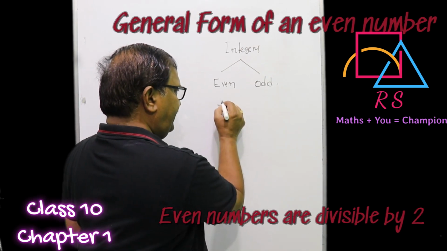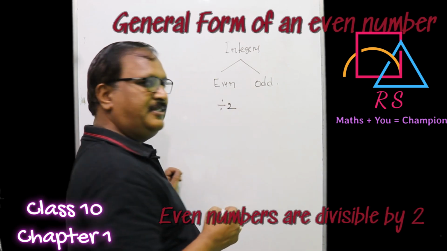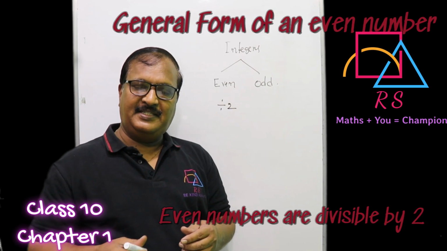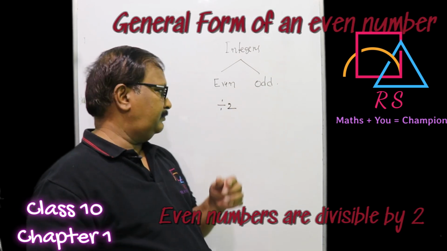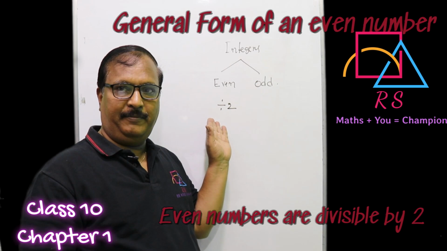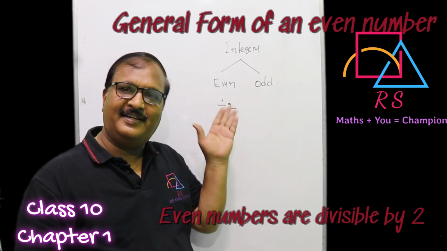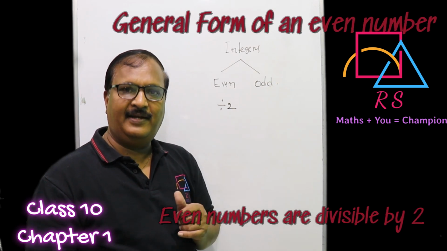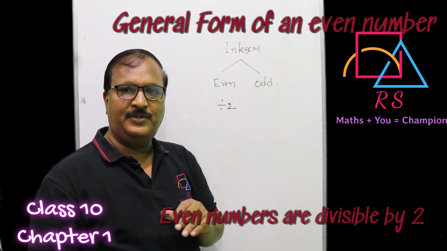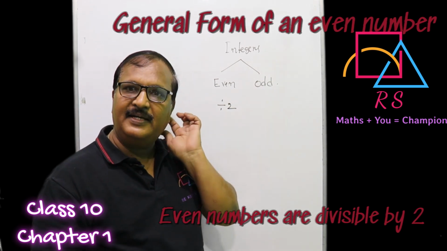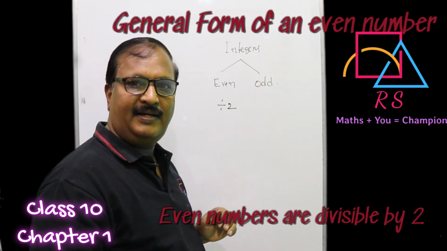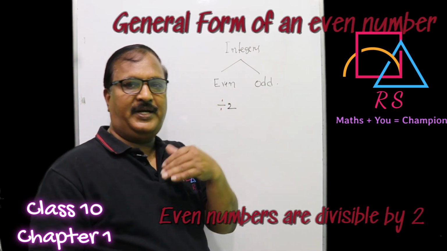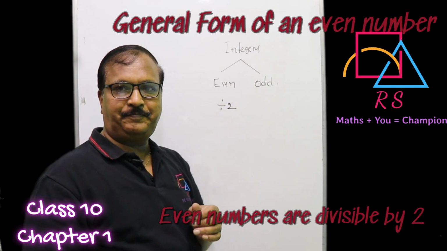Even number, every number if divisible by 2. So this is the common definition. Every number is divisible by 2, that means divided by k. Divided by k means EDL comes. If B is divided by A, B is equal to AQ plus R is EDL. So here also division comes. Without division you cannot define even number.